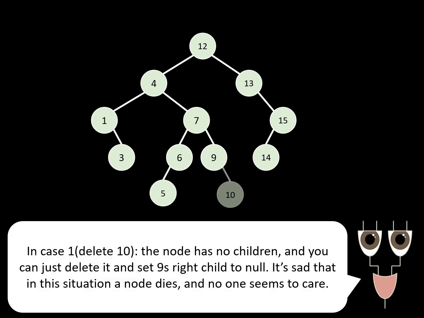In case 1, such as deleting number 10 above, the node has no children, and you can just delete it and set 9's right child to null. It's sad that in this situation, a node disappears and no one seems to care.